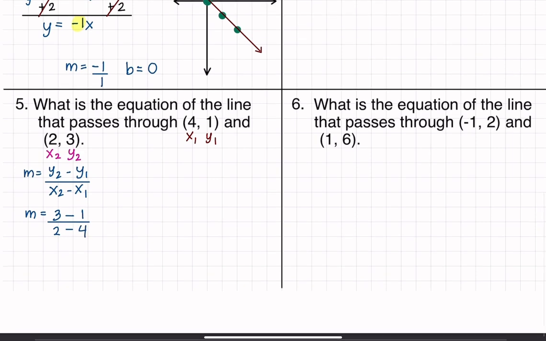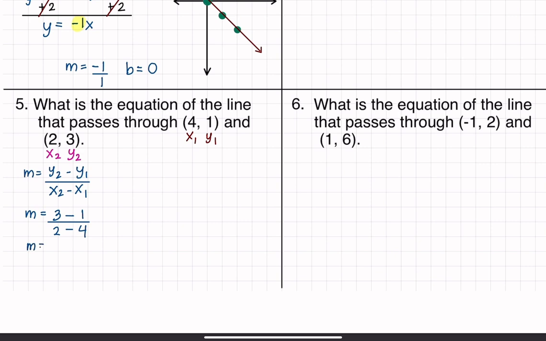Let's check again. Y sub 2 is 3. Y sub 1 is 1. So we have 3 minus 1. X sub 2 is 2. And our x sub 1 is 4, so minus 4.